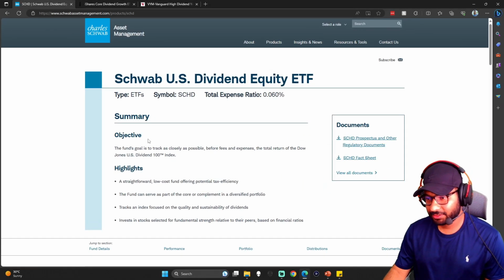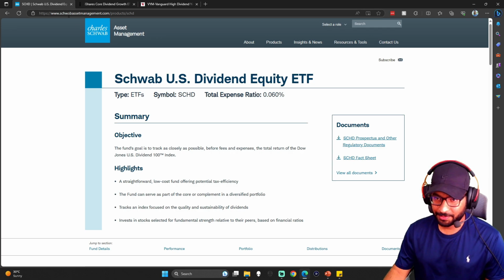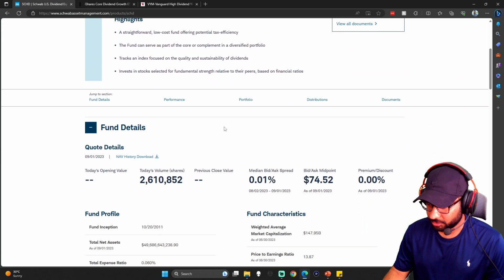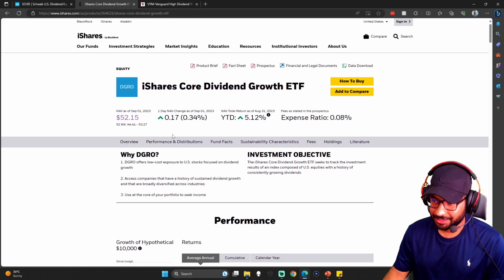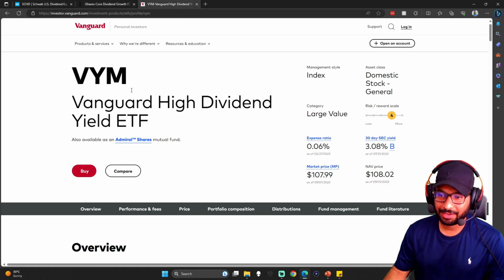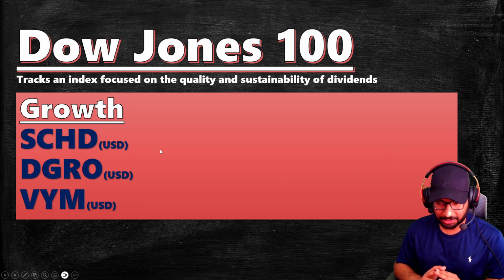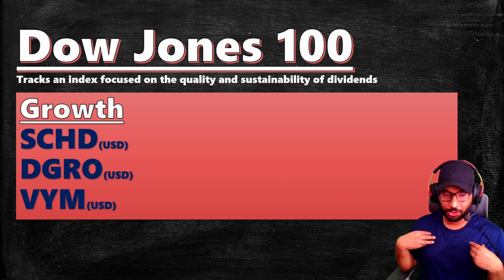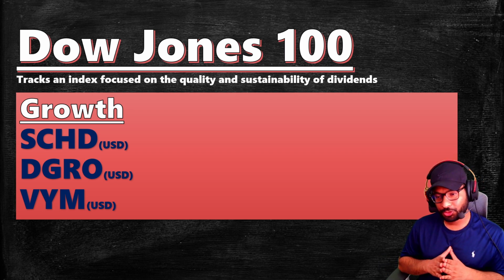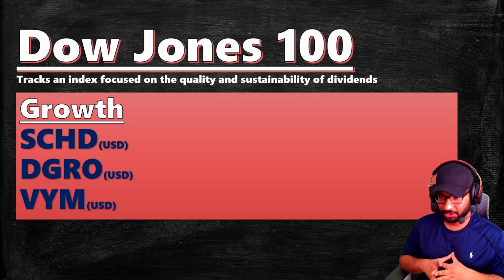All right, so these are the three ETFs. The first, very famous one is the Schwab US Dividend Equity. So this is the first one. The second one is the iShares one, DGRO. The third one is from Vanguard, VYM. All right, so these three are the ones. Again, I'm giving you all these options. Basically, these three are the best according to my study. I'll show you in the end which is my pick, but I want you to do your own research, your own study, on which one you want to pick.